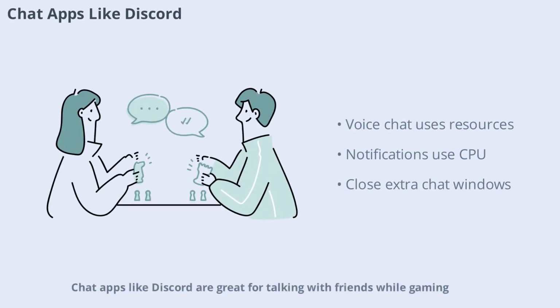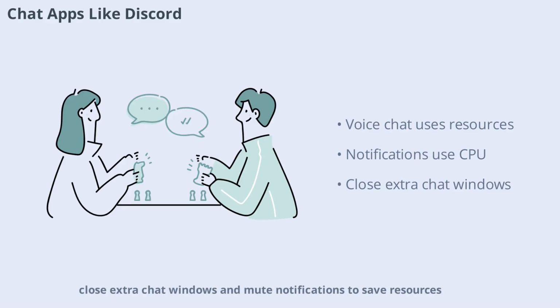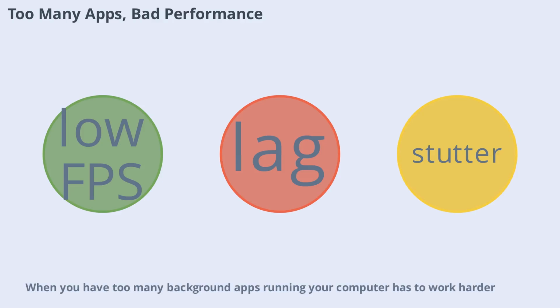Chat apps like Discord are great for talking with friends while gaming, but they also use resources. Voice chat, notifications, and even just having the app open can use up CPU, RAM, and internet. If you don't need to chat, consider closing these apps, or at least close extra chat windows and mute notifications to save resources. When you have too many background apps running, your computer has to work harder.